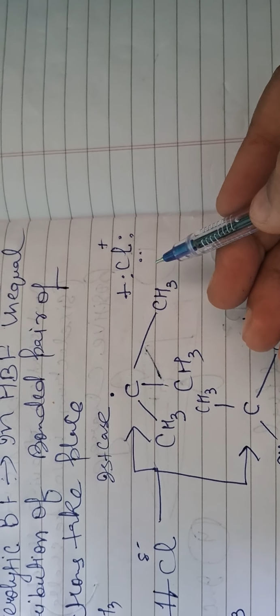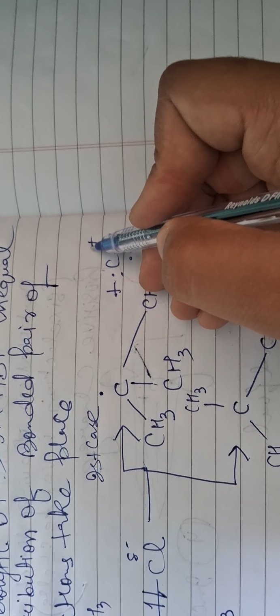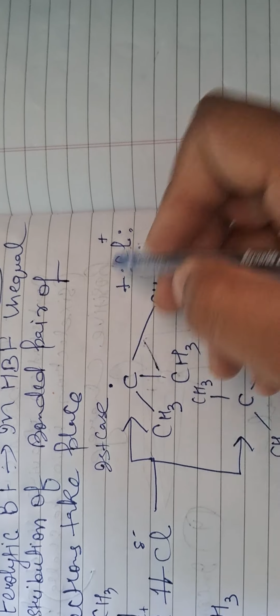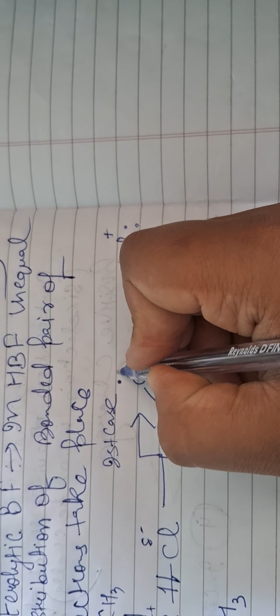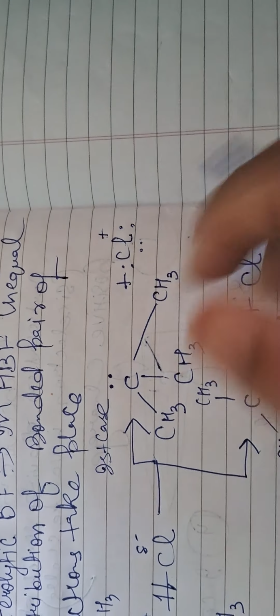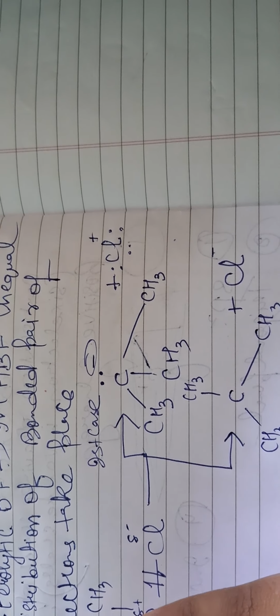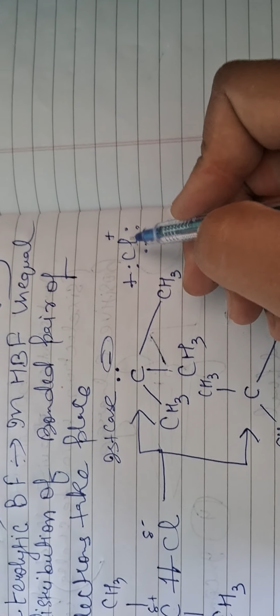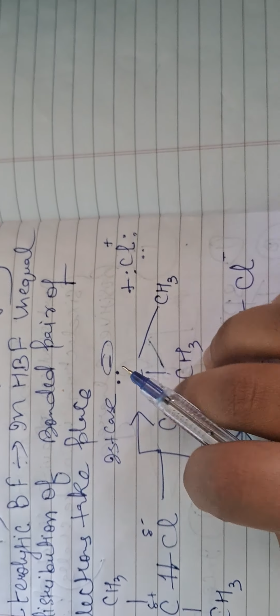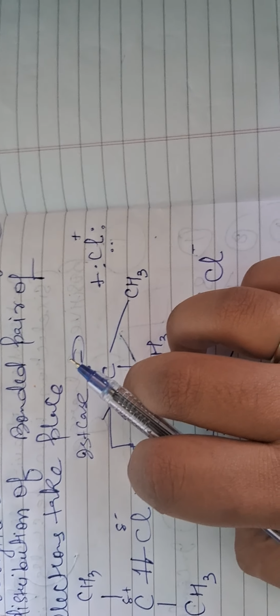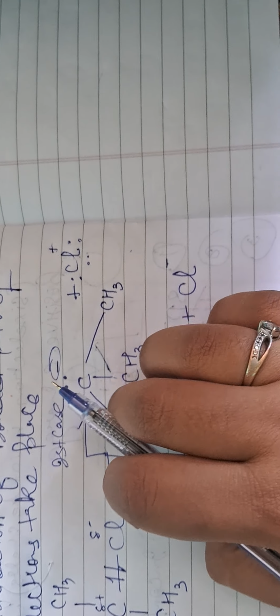Now what is going to happen? Chlorine has 7 electrons in its valence shell. So one electron is going to move from this place to this place. Now it is going to acquire a negative charge. What is the reason for acquiring the negative charge? Because chlorine has given its electron to carbon, so carbon is acquiring the negative charge. This is the reason for the carbon to take the negative charge.